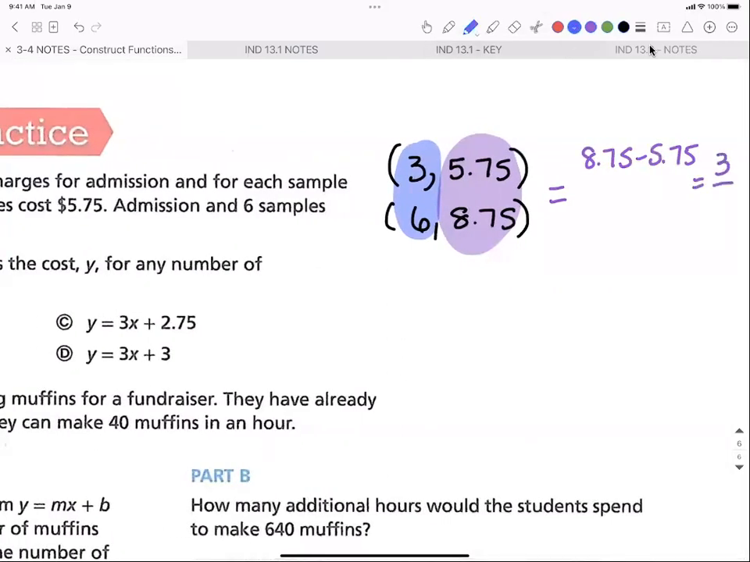And my change in X is on the bottom. Well, that's 6 minus 3, and that's 3. So my M here equals what? My M equals 1. 3 over 3 reduces to 1.